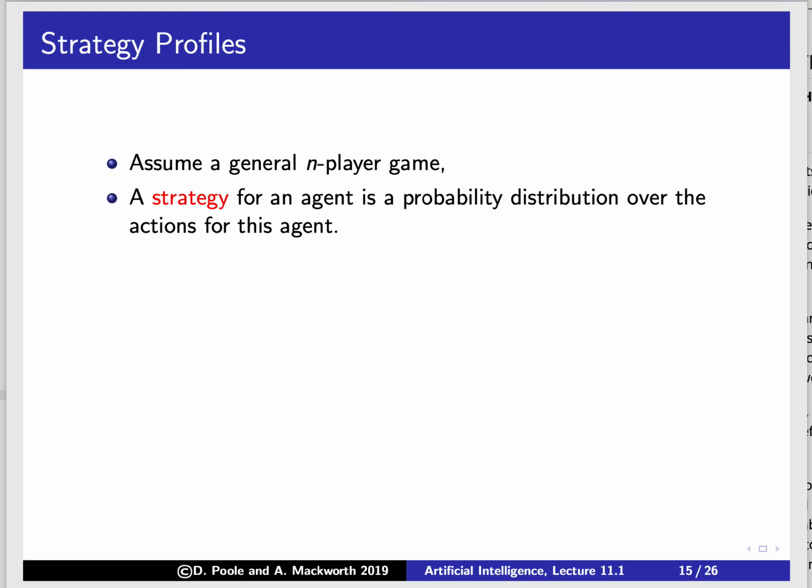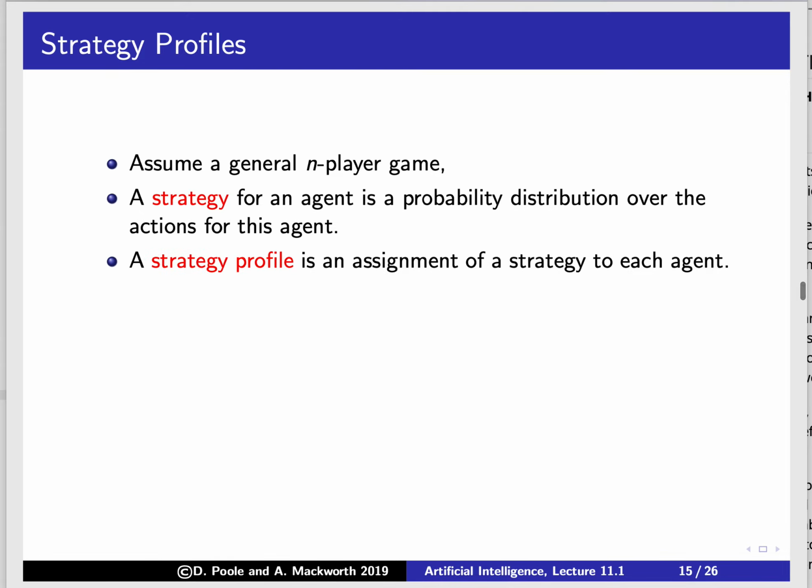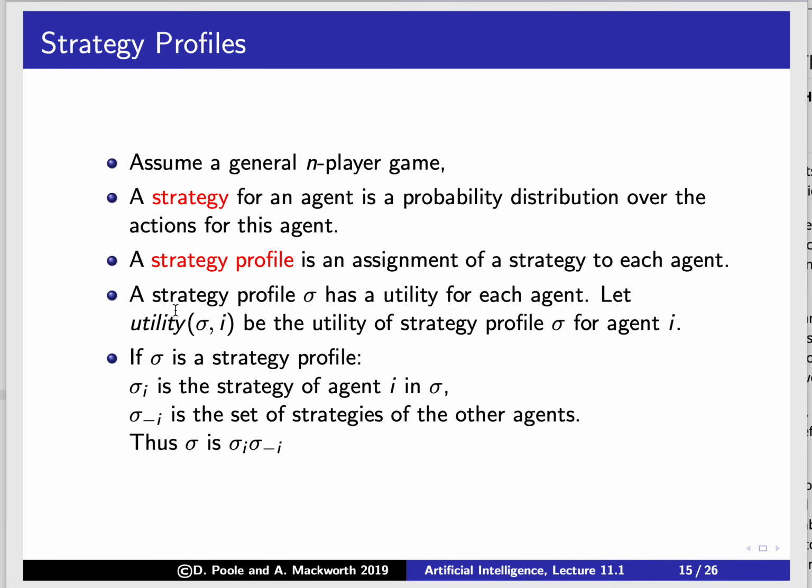So assume a general n-player game. A strategy for an agent now is a probability distribution over the actions for the agent. So it's not just a selection of an action, but a probability distribution over the actions. A strategy profile is an assignment of a strategy to each agent, and the strategy is this probability distribution over actions. So a strategy profile sigma has a utility for each agent, and we can actually work it out because everything is now well defined. If we have probabilities, there's only utilities involved there. There's no decision.